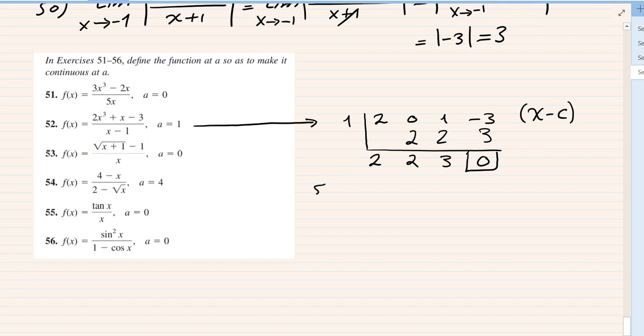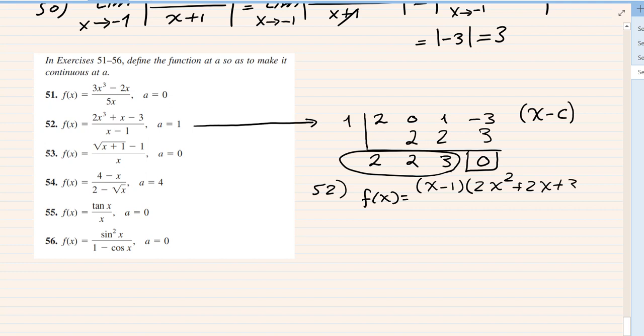So let's do number 52 now. It's easy now. Our function f of x is equal to the factored form, which is x minus 1 times, and the last row of the synthetic division table tells us this is 2x squared plus 2x plus 3. That's the quotient in synthetic division.